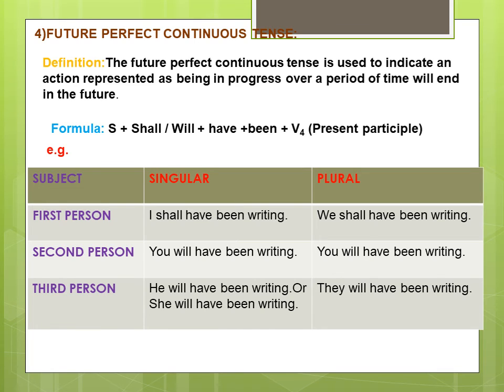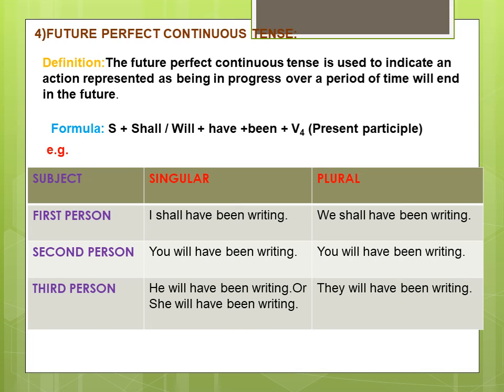Next, plural: we shall have been writing. We is plural, we subject, shall have been, and then we write writing. Next, second person, the same singular column: you will have been writing. You subject, shall or will; we write will here. You will have been writing. Writing is the present participle form of the verb.